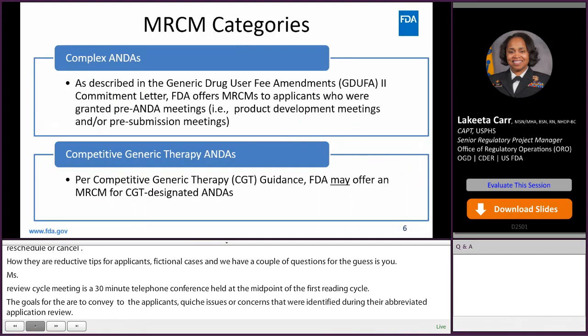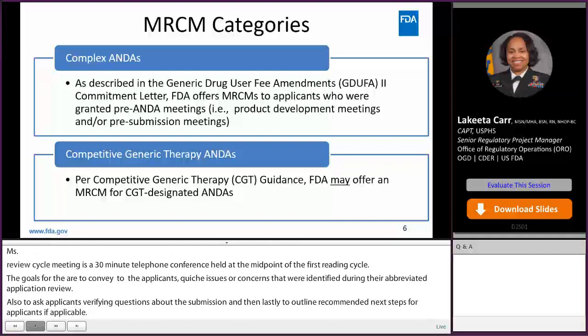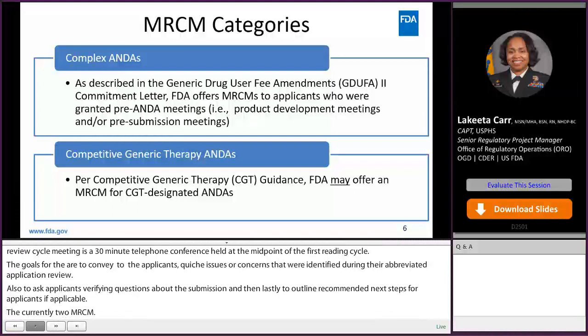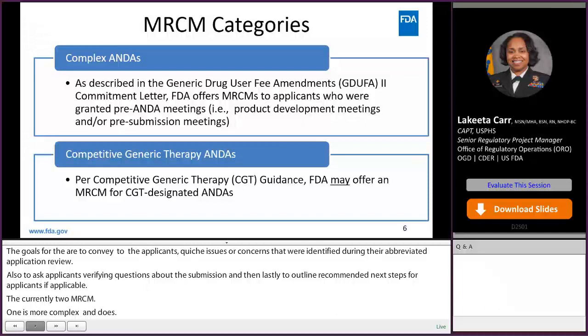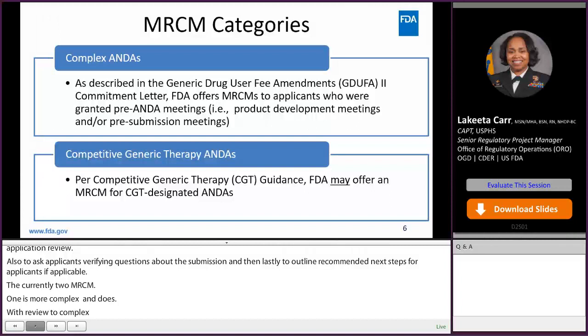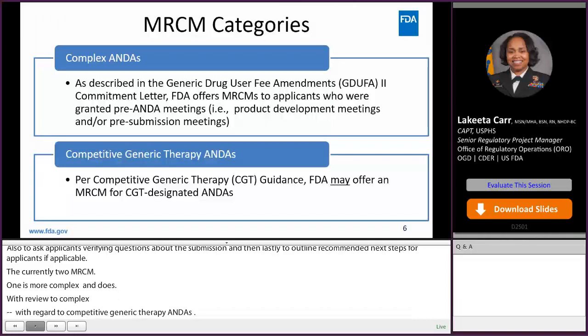There are currently two mid-review cycle meeting categories. One is for complex ANDAs, and the second is for competitive generic therapy ANDAs. With regard to complex ANDAs, as described in the Generic Drug User Fee Amendment GDUFA 2 commitment letter, FDA offers mid-review cycle meetings to applicants who were granted pre-NDA meetings. For example, product development meetings and or pre-submission meetings. With regard to competitive generic therapy ANDAs, per the competitive generic therapy guidance, FDA may offer an MRCM for CGT designated ANDAs.